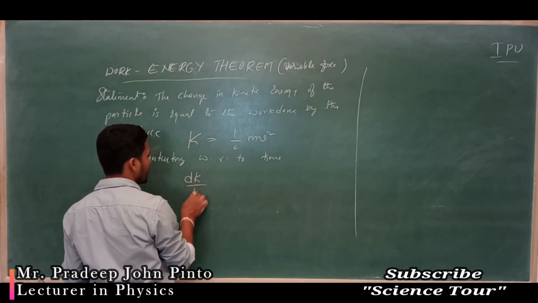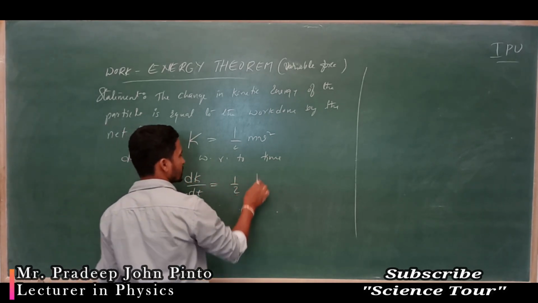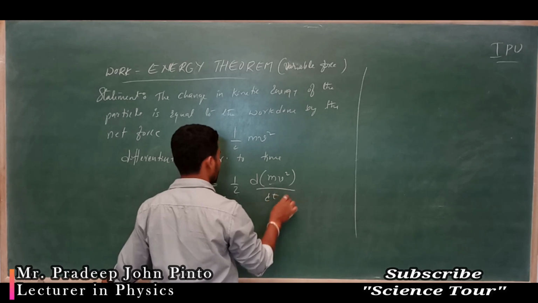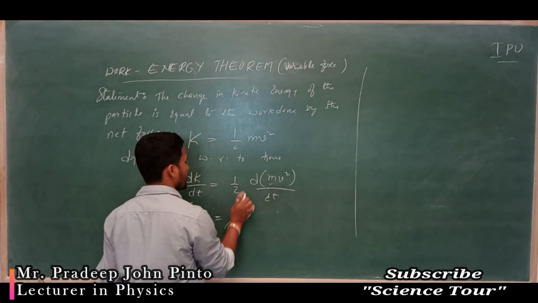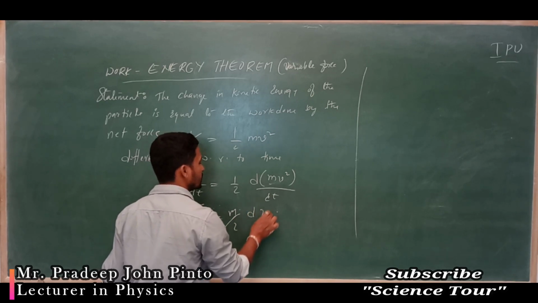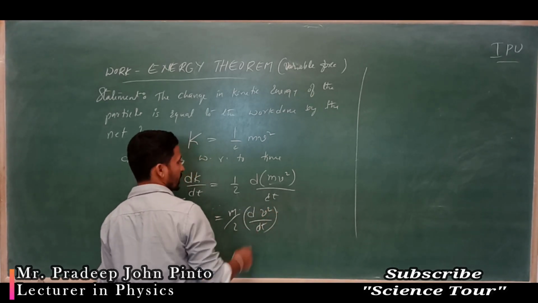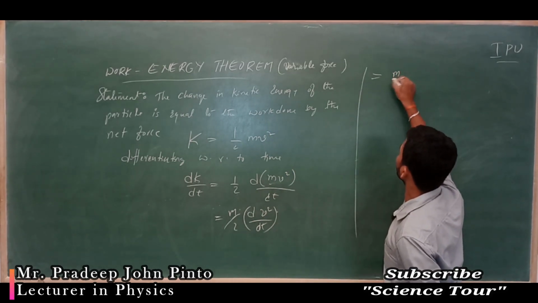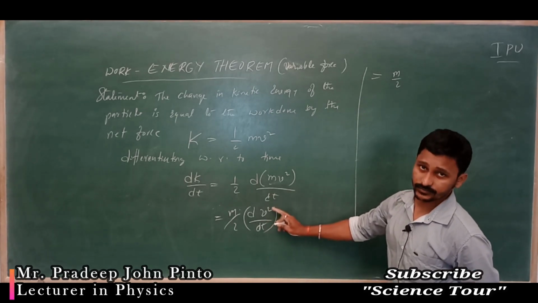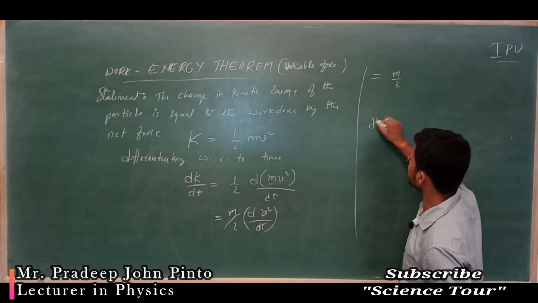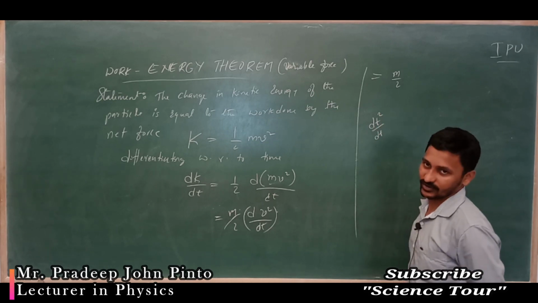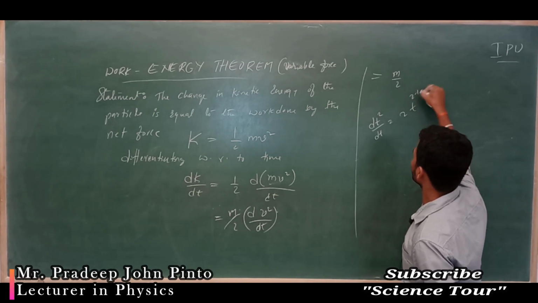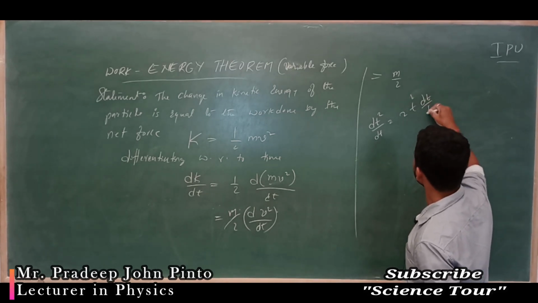So, dK by dt is equal to half, which is constant, d of m v square by dt. So half is constant, m is constant, no? Now d(v square) by dt. Again I have to take the differentiation, that is nothing but m by 2, differentiation of x to the power n. But see, dt square by dt you have got here, no? What is the differentiation of this? 2 into t to the power 2 minus 1. 2 minus 1, that is 1. Again dt by dt you have to write down, okay?